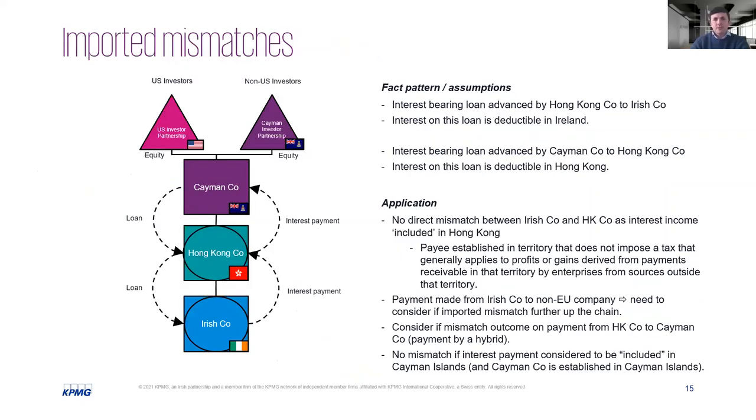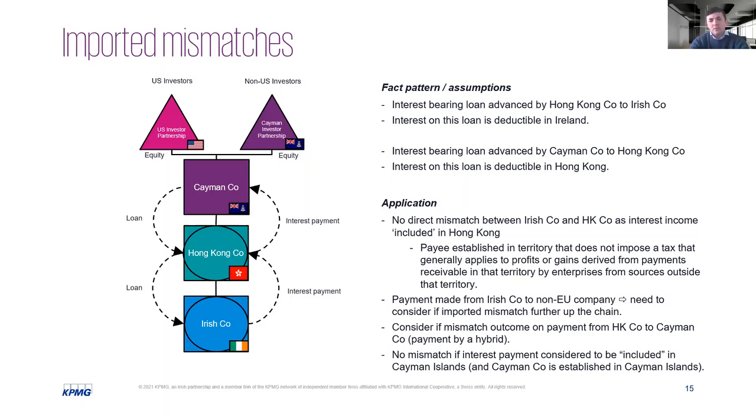Yep, so if we move on to our next category of examples, these are the imported mismatch provisions that Garrett mentioned earlier. So in this example, we have US investment and non-US investment that's been made into a Cayman company. And then the Cayman company has a Hong Kong subsidiary, and then there's an Irish subsidiary of that Hong Kong company. And so we have a loan coming down from the Cayman Islands to the Hong Kong entity, and then a loan down to Ireland.